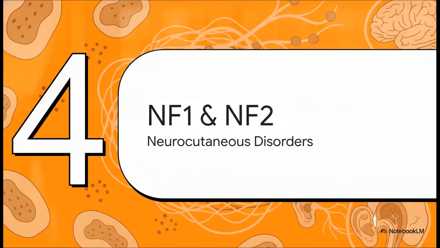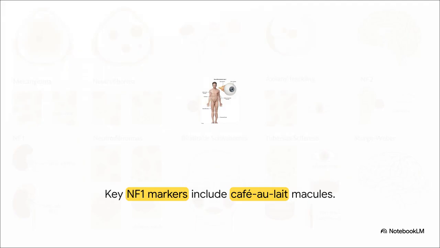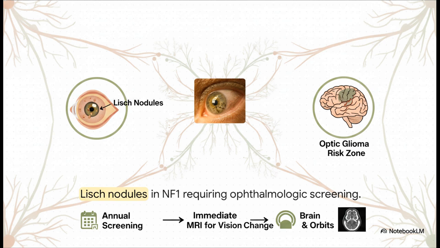Moving into the neurocutaneous disorders, starting with neurofibromatosis types 1 and 2. For NF1, the classic cutaneous findings include café au lait macules, axillary and inguinal freckling, and multiple cutaneous neurofibromas. Systemically, it's associated with learning disabilities, scoliosis, and a definitely increased risk for developing a pheochromocytoma. You also want to look for Lisch nodules, which are iris hamartomas that essentially confirm the NF1 diagnosis. Because there is a serious risk of optic pathway gliomas, yearly ophthalmologic screening is critical. Any new vision changes mean you need an immediate MRI of the brain and orbits.